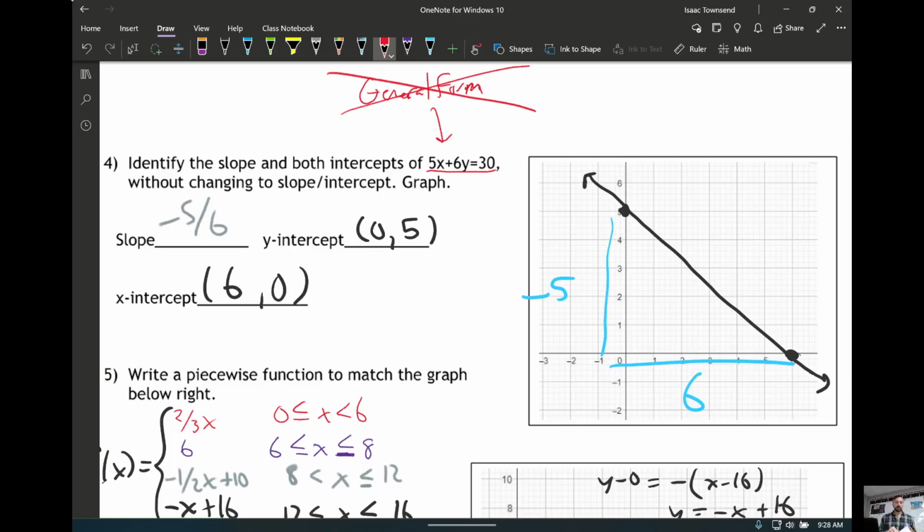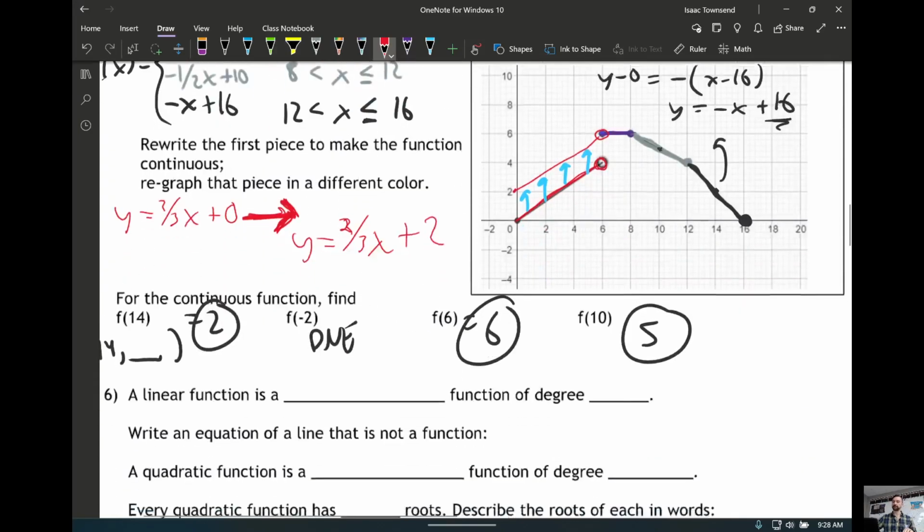Okay, so question 6, or anything from the first page that I moved on too quickly from. Number 6, okay.